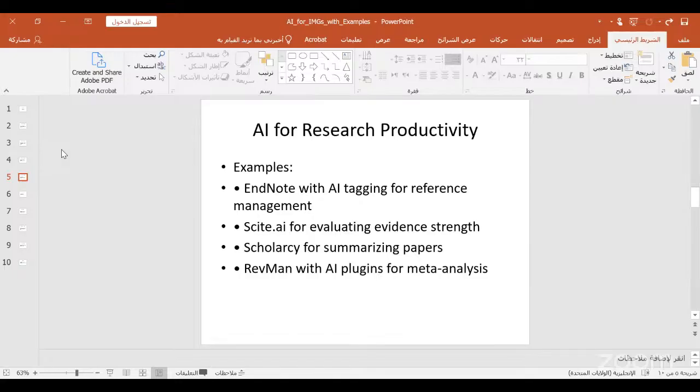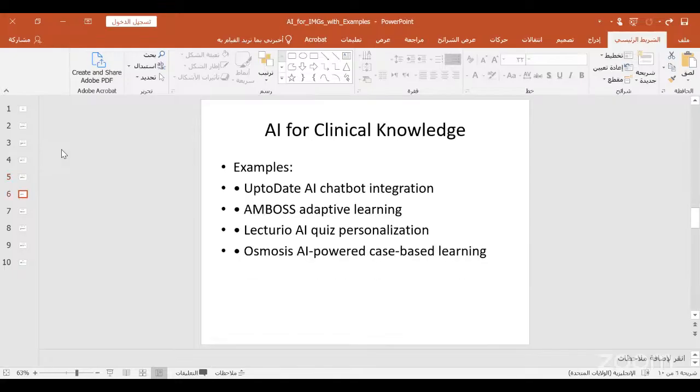Then we have RevMan with AI plugins for meta-analysis. RevMan is basically used for the analysis itself in the systematic review and meta-analysis. And it's very easy, straightforward. We can give an overview in the upcoming meetings, inshallah, of how we can use RevMan for conducting a meta-analysis. And then we have AI for clinical knowledge, for just reading and enriching our knowledge in the field that we are in.